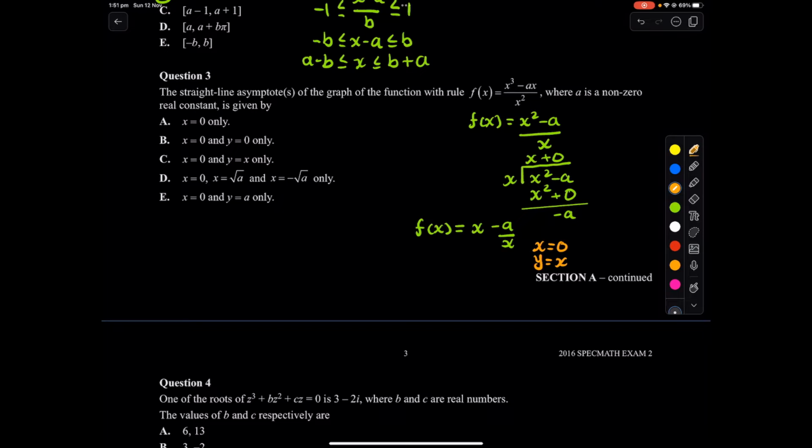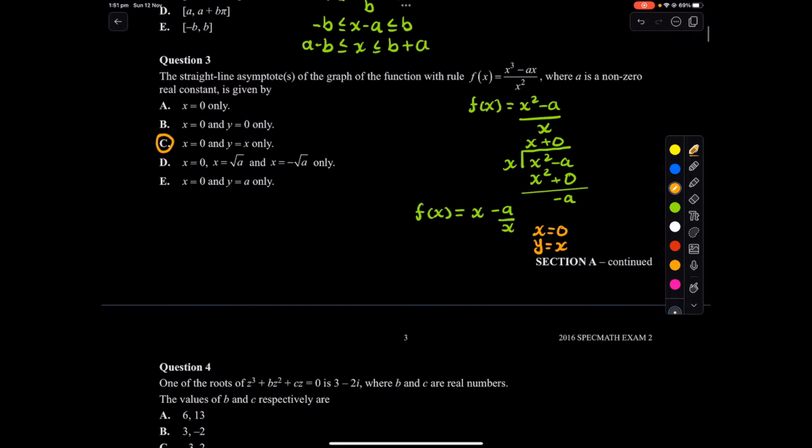So these are your two asymptotes: x equals 0 and y equals x. So choose C as your answer. You can easily do this by CAS. I'm not going to lie, you can smash through this by CAS.